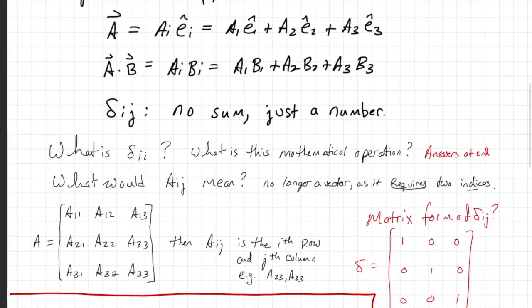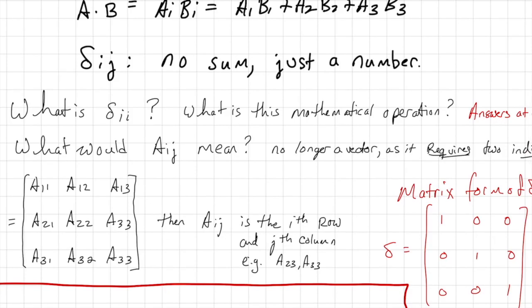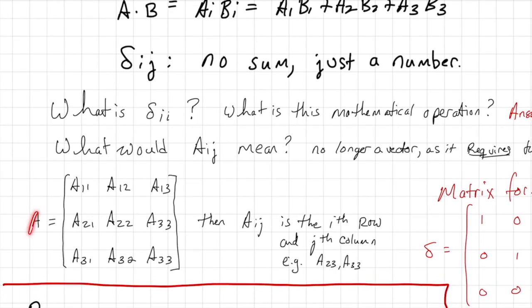All right. So then what does something like a_ij mean? Well, a_i meant a vector because you only need one index to represent that vector. a_ij would instead represent a matrix. What do I mean by that? Well, if I had matrix A, I could write it as the following, right? 9 separate components. Whereas that i would refer to this one and that j would refer to that j. If you don't remember, the first index is always the row index and the second index is always the column index. So a_ij is the ith row and jth column, for example, a_23.